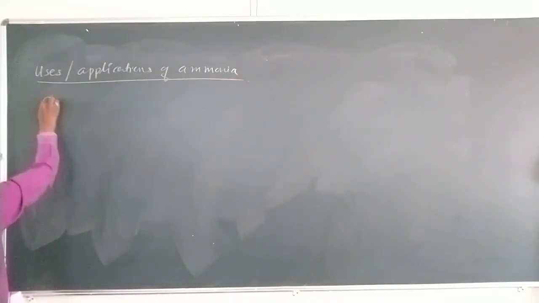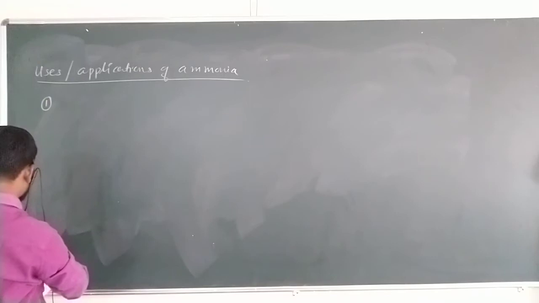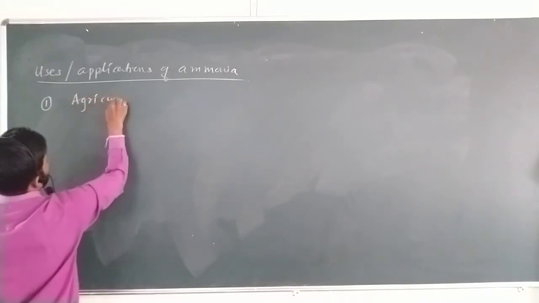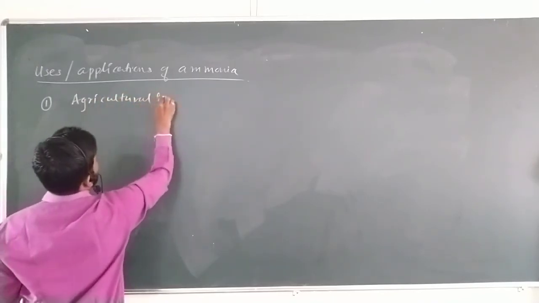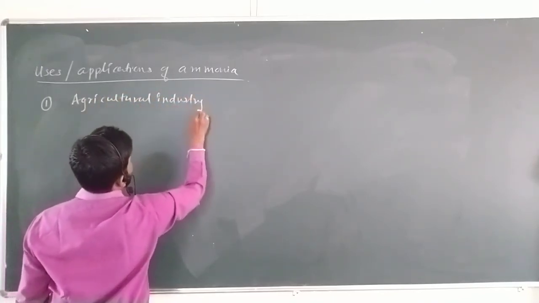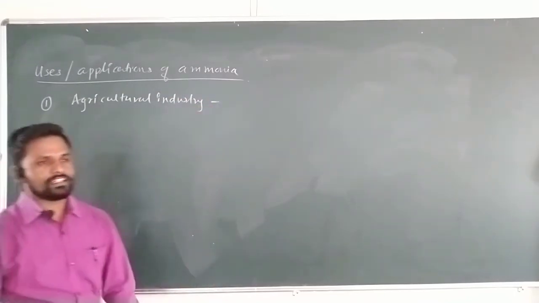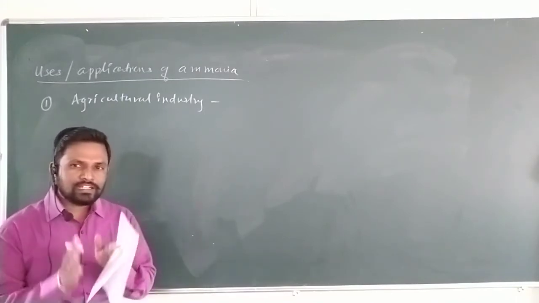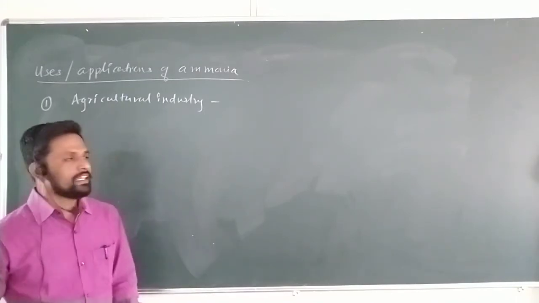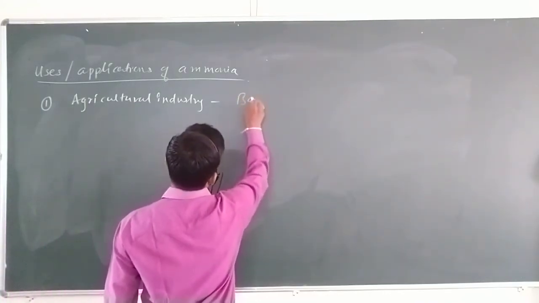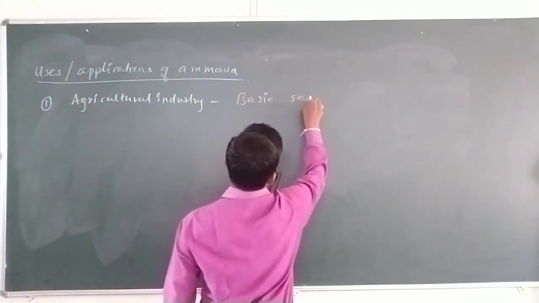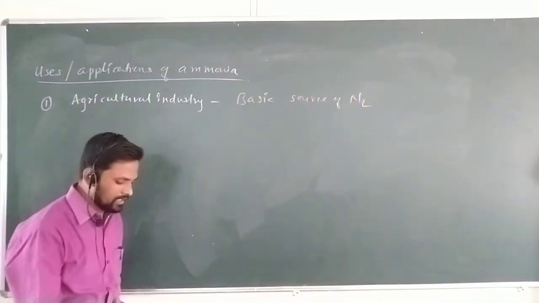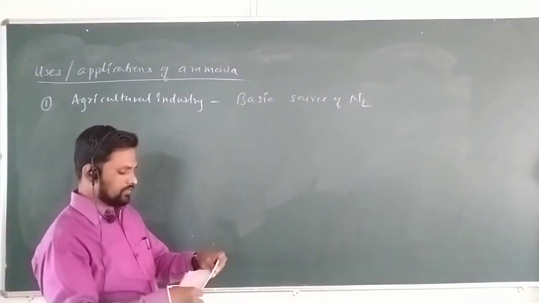Number 1, it is used in the agricultural industry. Where in the agricultural industry is it used? As we know, ammonia is the main source of nitrogen, the basic source of nitrogen. From ammonia we get a source of nitrogen.